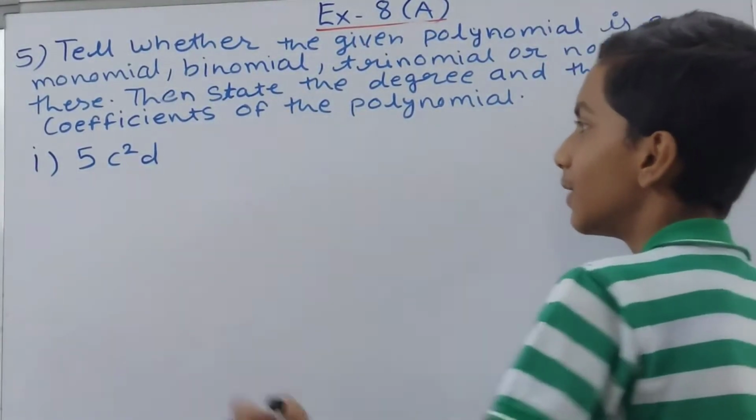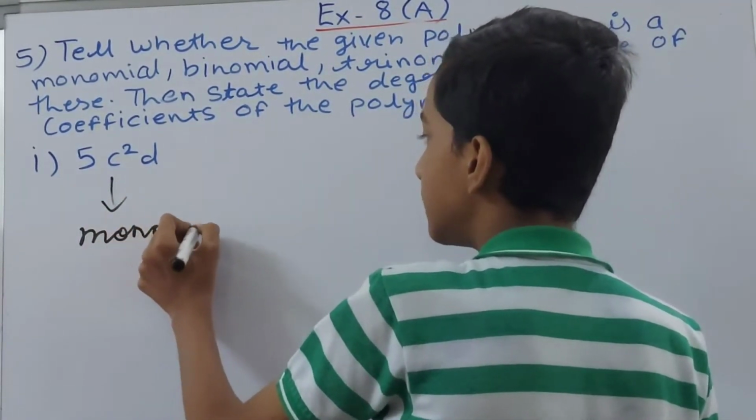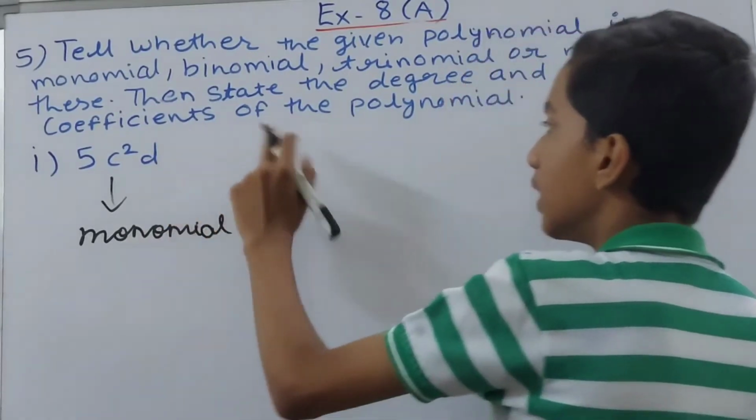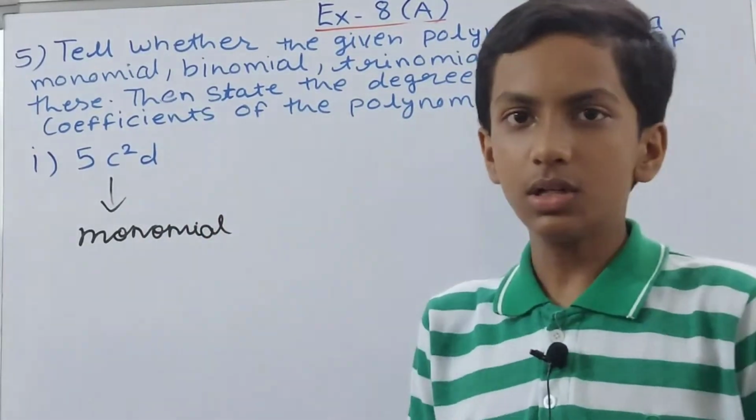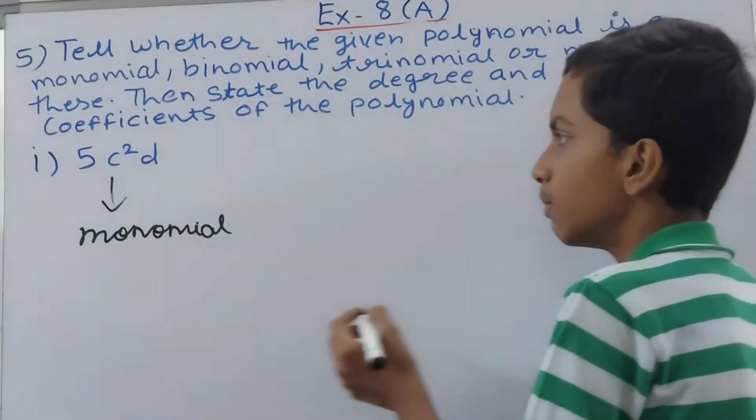So first of all, this one is a monomial, you can write here. And why is it a monomial? Just simple, because no plus or minus sign is there, so nothing is separated, just one single term is given to us, so that is a monomial.